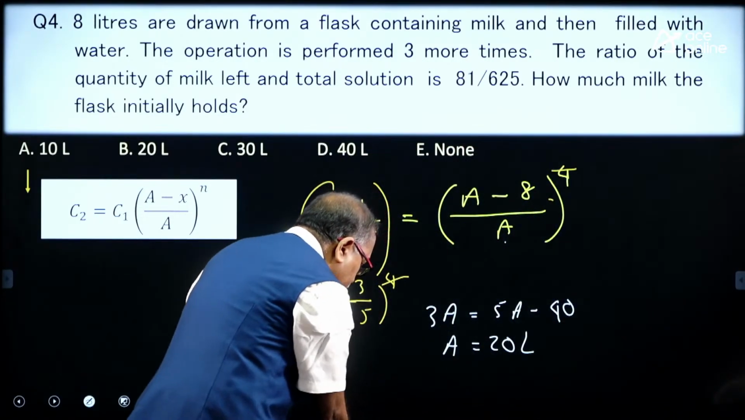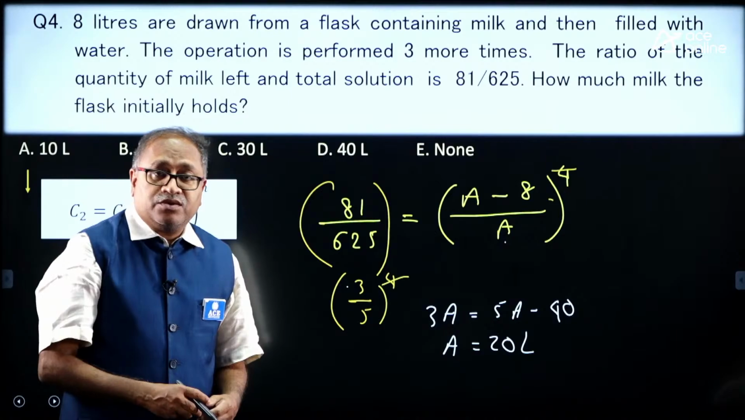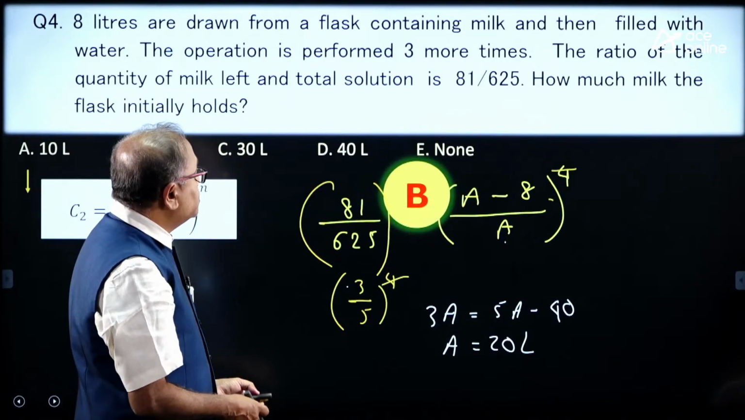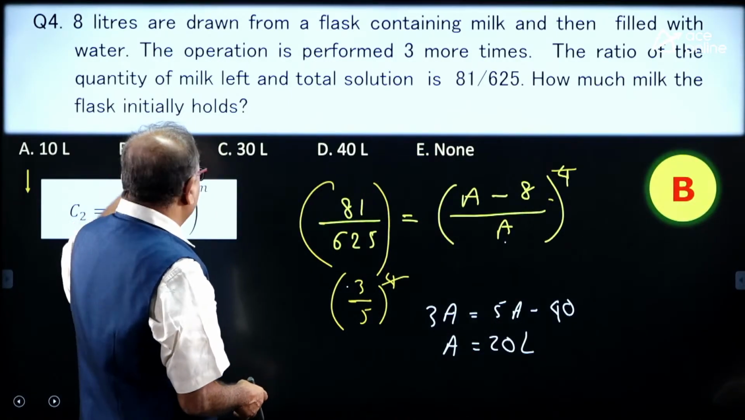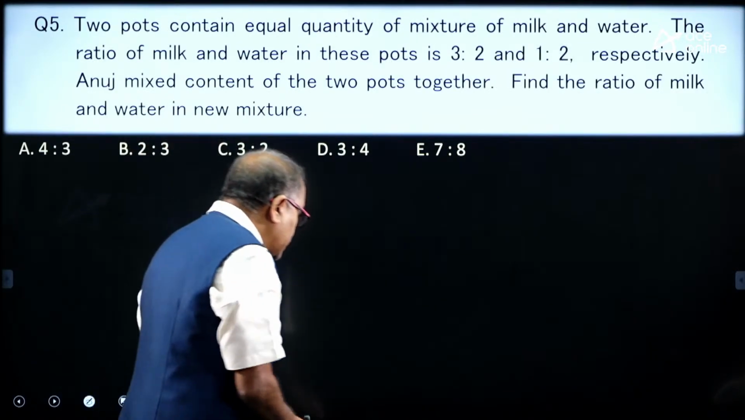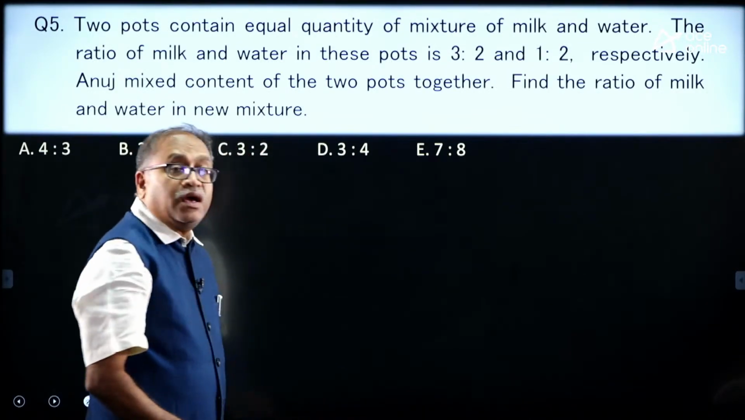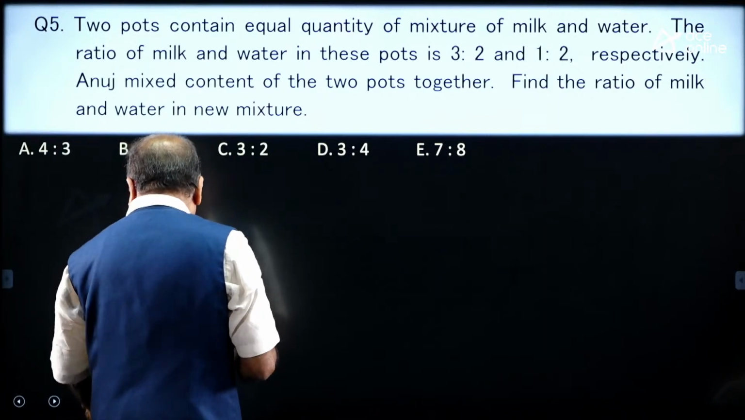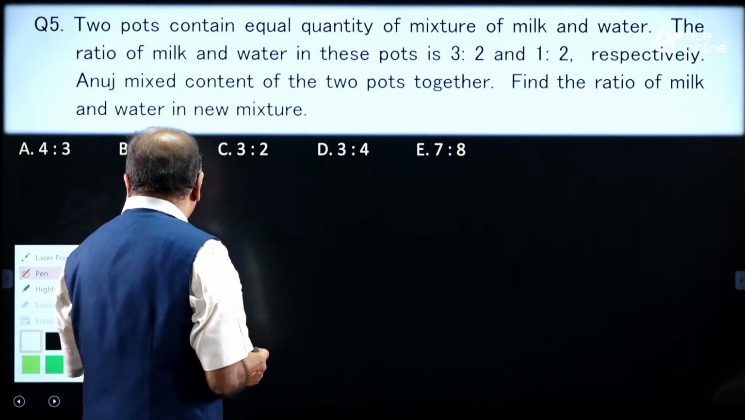Okay, not an issue. I am moving on to the next question, and the next question on the board, option B. Option B is 20 liters. Okay, let me move on to the next question here. And what is this question? Question number 5 we are.